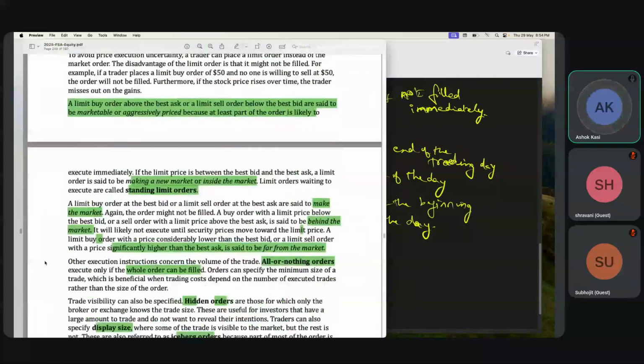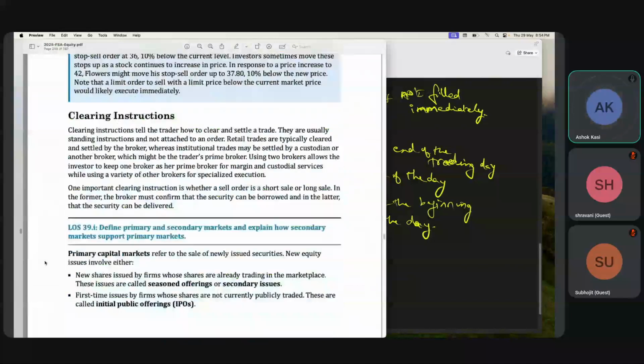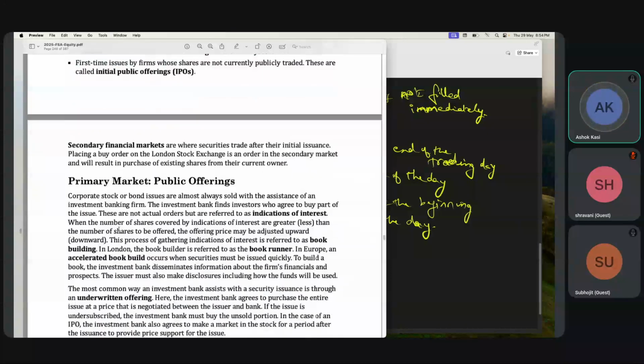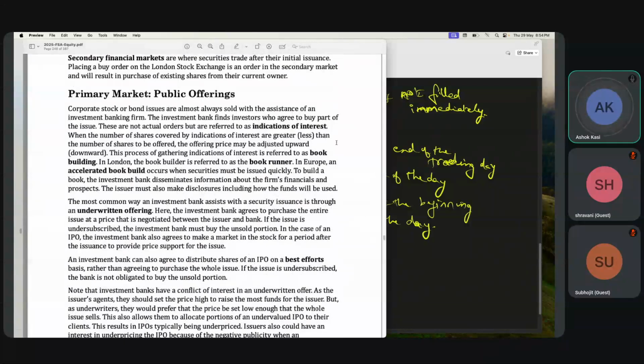Now next one. So from here we are supposed to continue. So primary capital market, all this you just see. You want me to explain anything? Primary market, remember we did primary market, capital market, day one, that one only, all this. Then the Innovation Bank finds investors who agree to buy part of the issue. They are not actual orders but are offered to us as indications of interest.